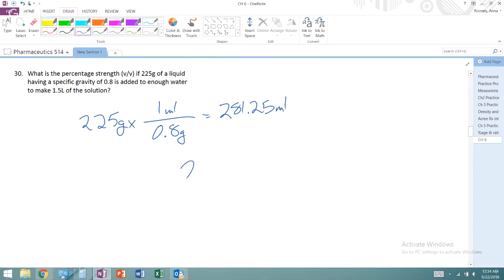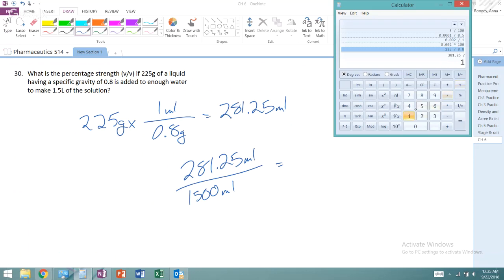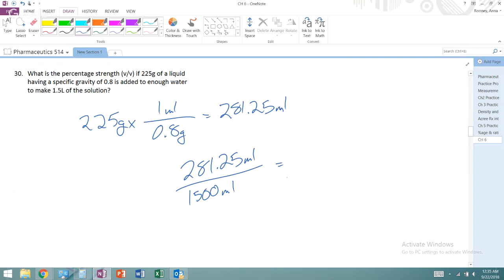And then we know the total of the solution is 1.5 liters. That would be the same as 1,500 milliliters. So 281.25 over 1,500 is 0.1875, and that would be 18.75%.